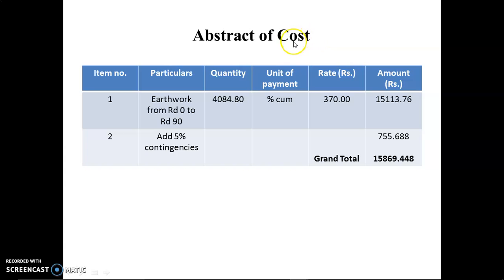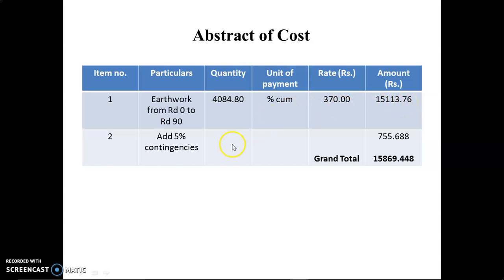Now we have to prepare the abstract of cost for the quantity of earthwork. So this is the abstract of cost. We have the quantity of earthwork. The unit is per 100 meter cube, and the rate is given as 370. So per meter cube it means 3.70. We have to divide this by 100 because it is per 100 cubic meter. So 370 divided by 100, 3.70, multiplied with this quantity.